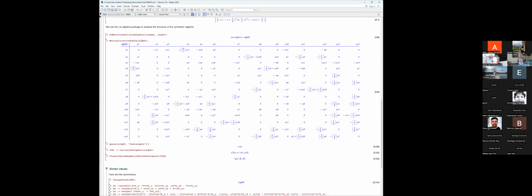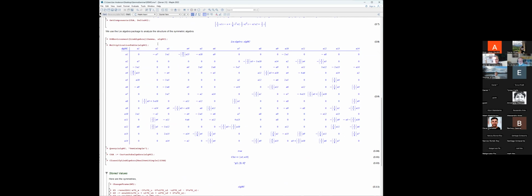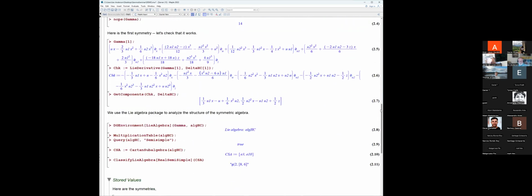So there it is. It's a 14-dimensional Lie algebra. E2 bracket E1 is E7. E2 bracket E8 is E10, and so on. So there are the structure equations for this 14-dimensional symmetry algebra. I'm going to hide that now, and then we're going to go back up to larger size. Okay. Now let's do some properties of this.